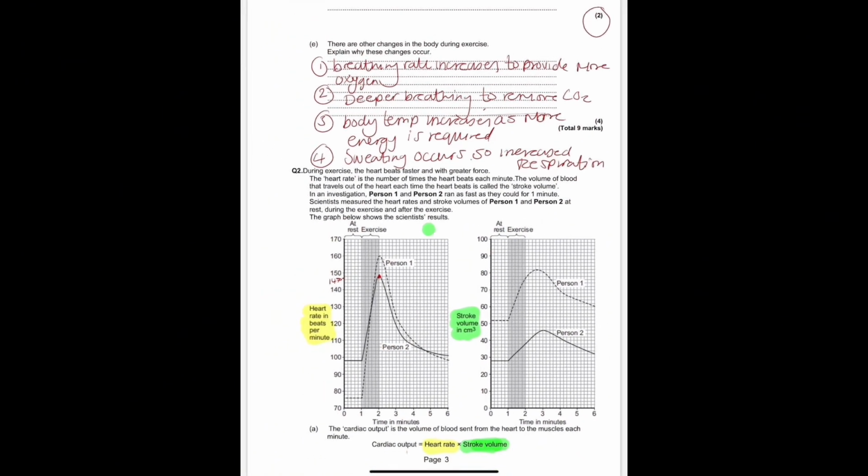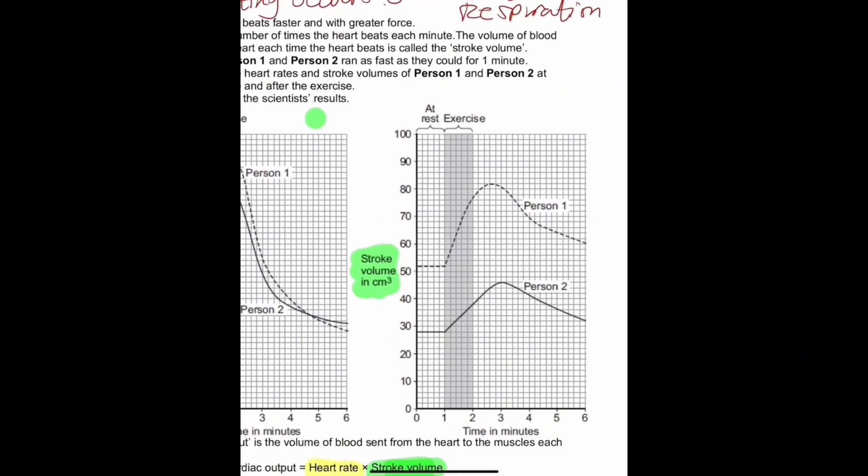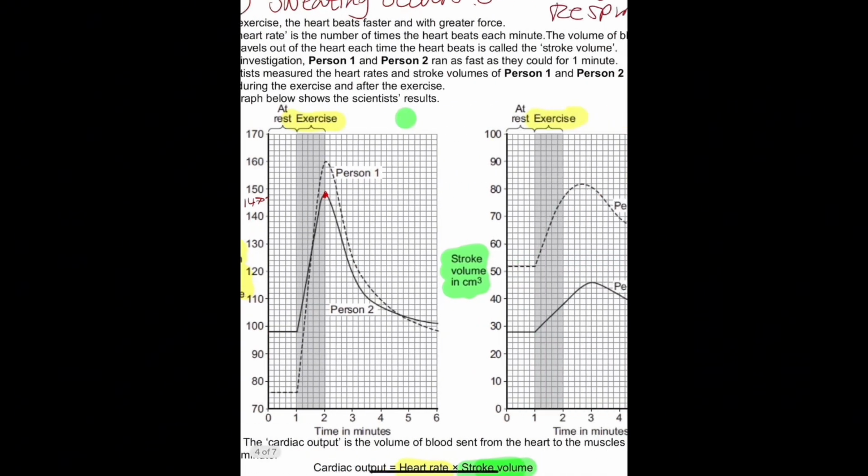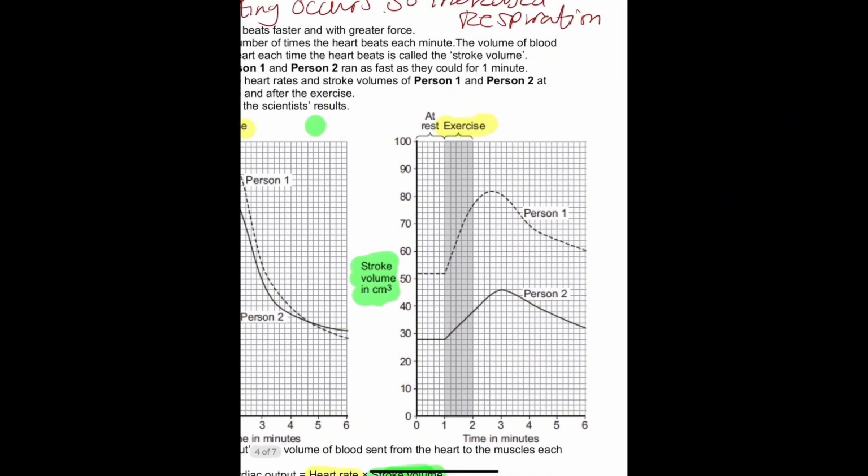We need to work out the stroke volume. So we need to look at the area where they are exercising for person 2. Because we can see that the line peaks over here, but we are only looking at the area where they are exercising, and that's going to be this area where it's grey over here where it states exercise. Let me show you. Can you see that there? So where they're exercising. Okay, so this is the area that we're going to look at.